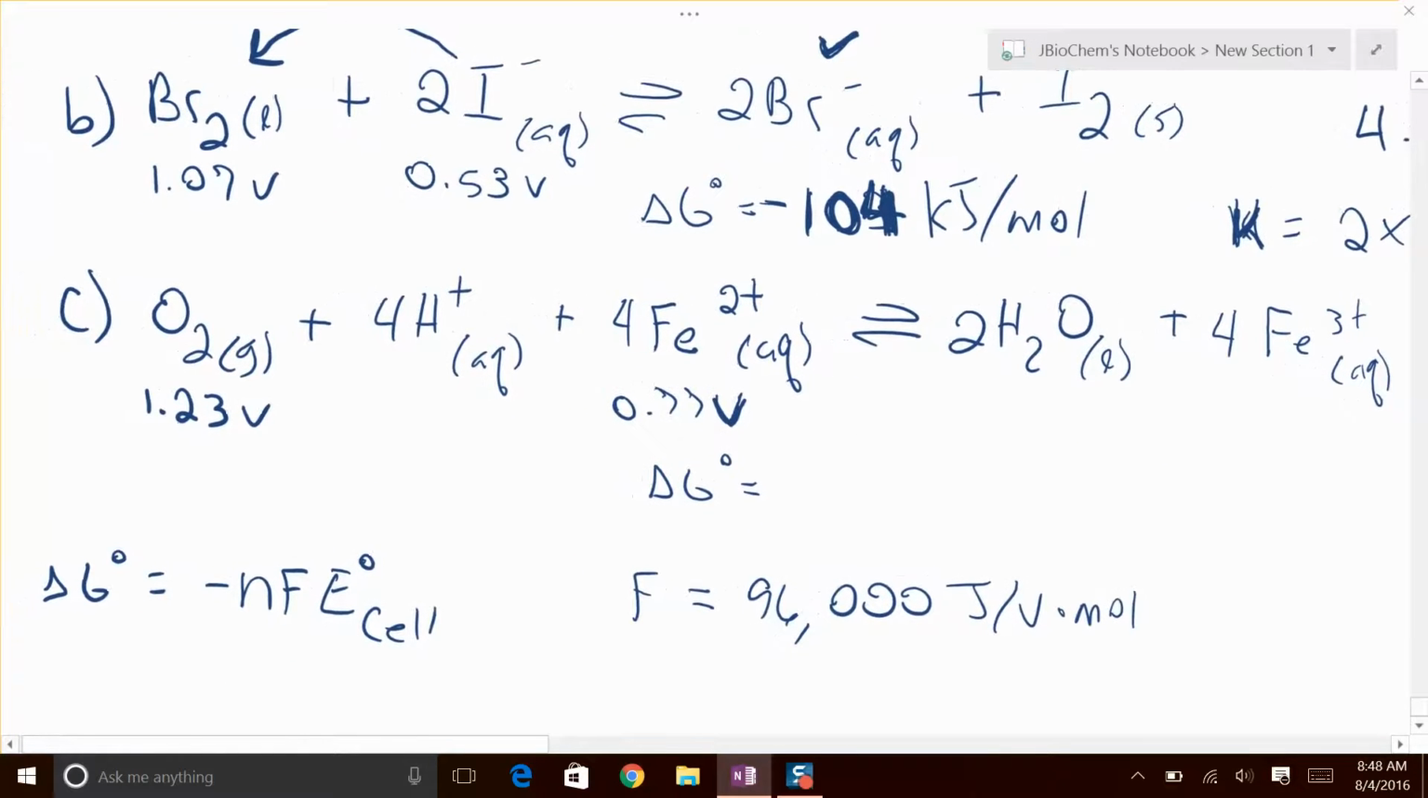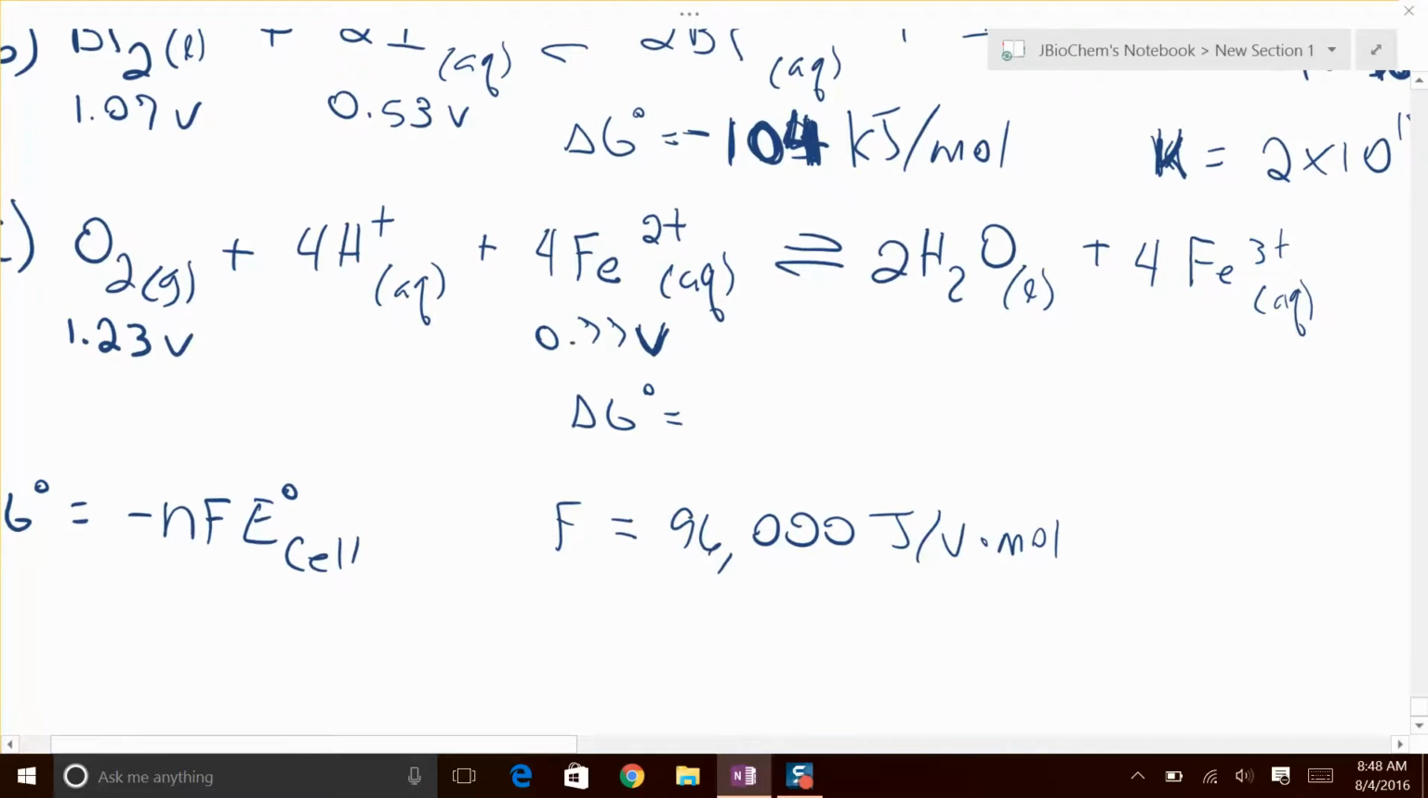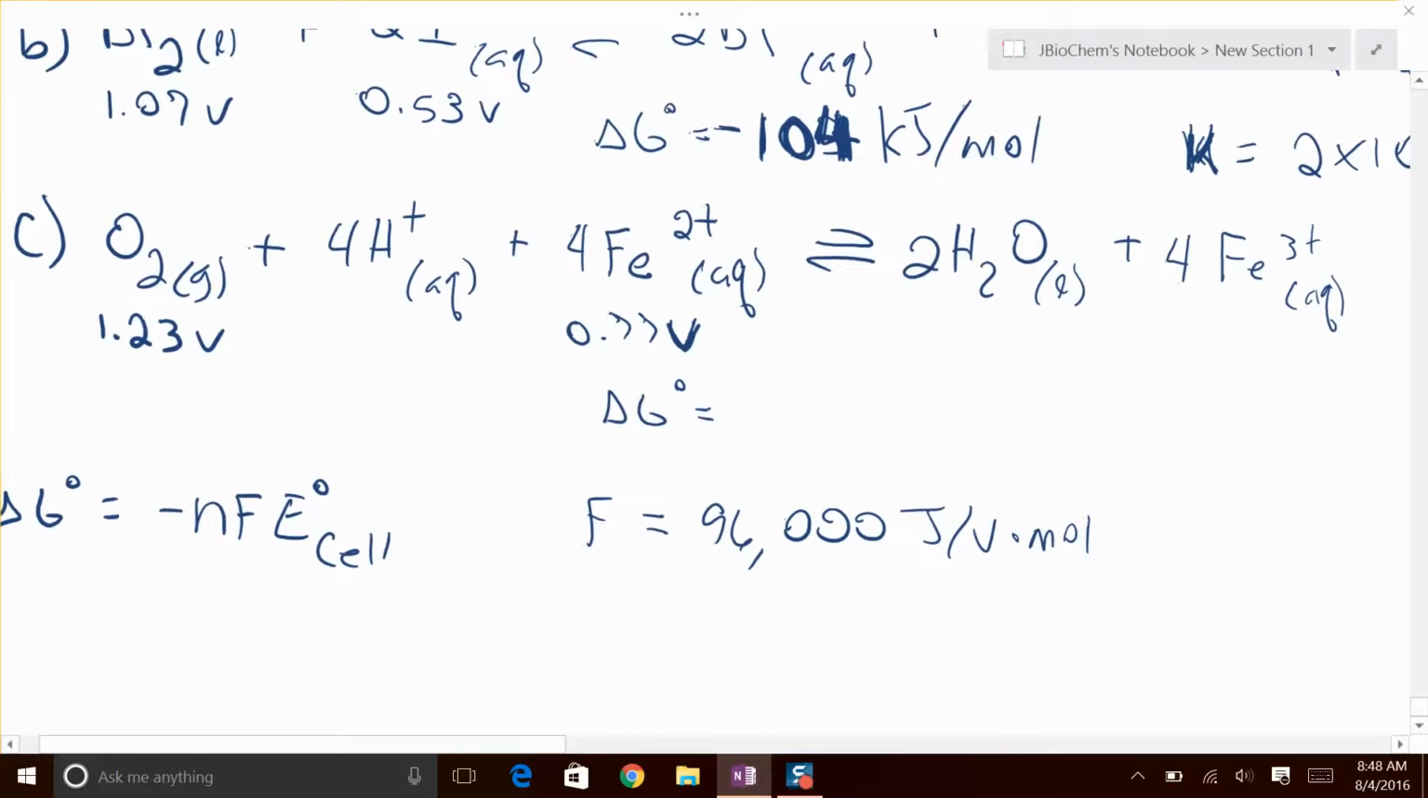but okay. Now the last one. We haven't done that round. Negative 177 kilojoules. What is n for the third one, for C?